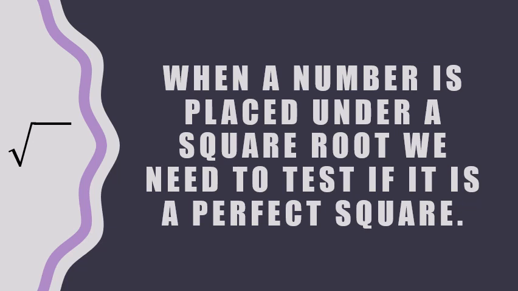I could throw any number I could think of under here. I could throw 102 under here, and we could test and see, is there a number times itself that equals 102? And then I'd be able to say if it's a perfect square or not. Let's run a couple tests and see what happens when we do this on our own.